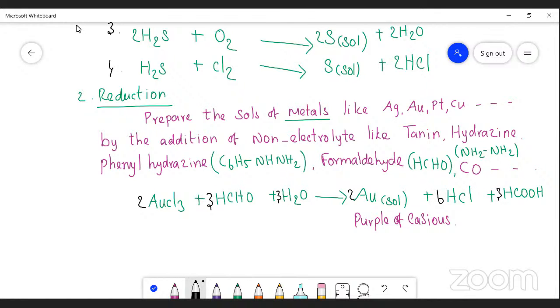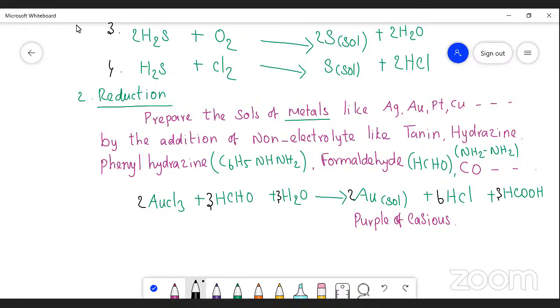So listen, this is the reduction process, and in this reduction process we get the purple of Cassius. And in the same way, the auric salt, or gold salt, will be prepared by treating with hydrazine.